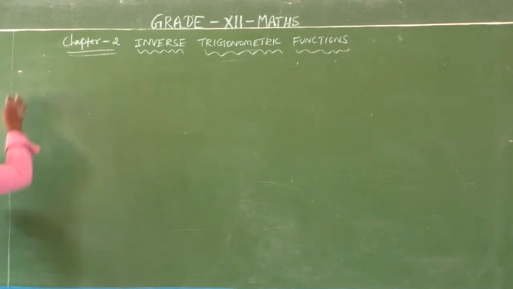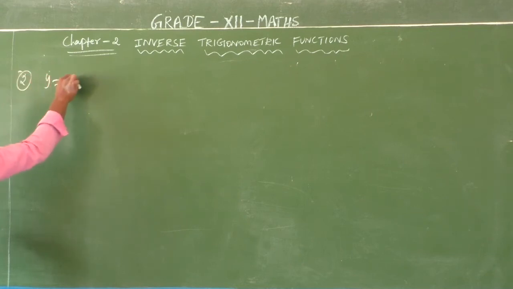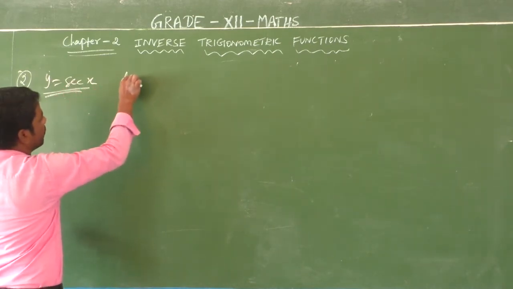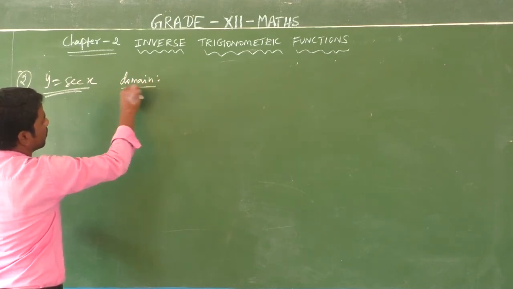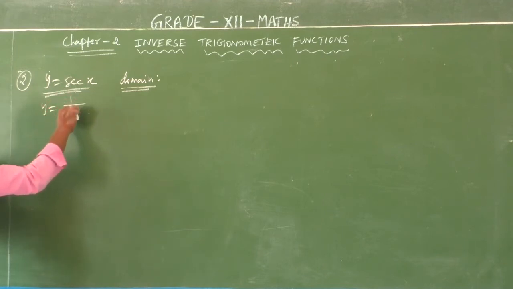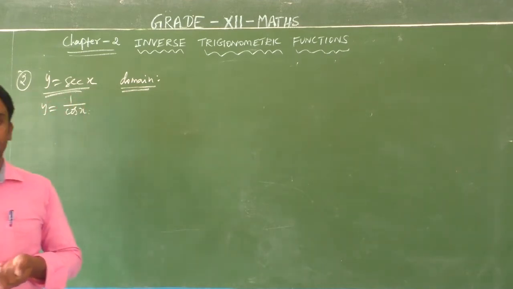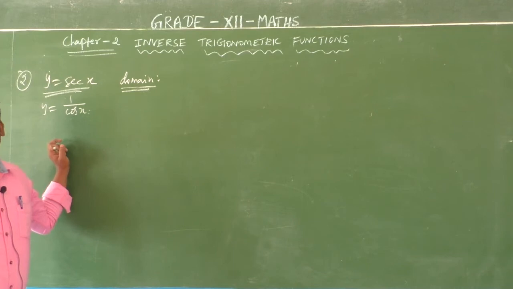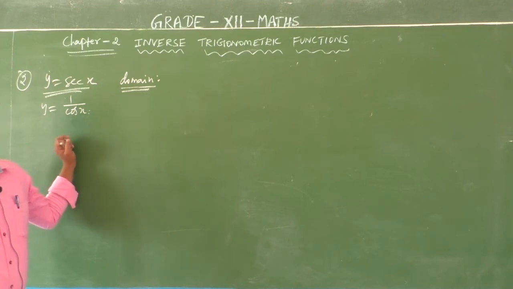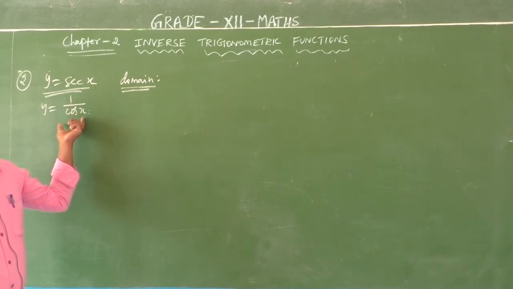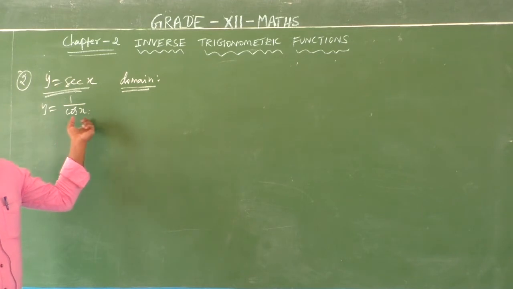Next, second one, y equal to secant x curve. So you know the domain of this function y equal to secant x. Y equal to secant x is reciprocal of cos x. Okay. You know the cos x domain. The domain of the cos x function is the set of all real numbers. But this function is a reciprocal of the cos x function. When cos x equal to 0, this function secant x is not defined.